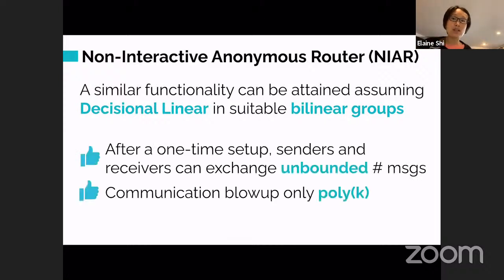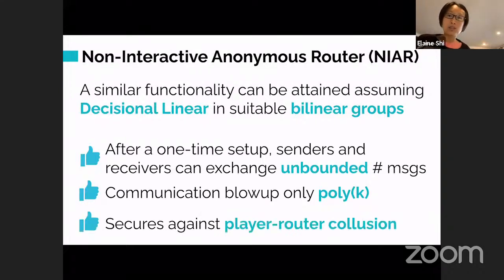So in our scheme, there's a one-time trusted setup. And afterwards, the senders and receivers can communicate for an unbounded number of rounds. The communication blowup, as I promised, is only poly kappa. Also importantly, we achieve security not just against the untrusted router, but also even when some of the senders and receivers are corrupt and colluding with the router. And in this case, we still guarantee security among the honest senders and receivers.